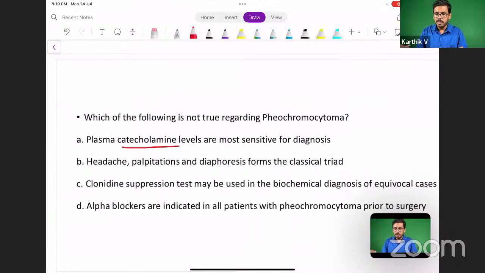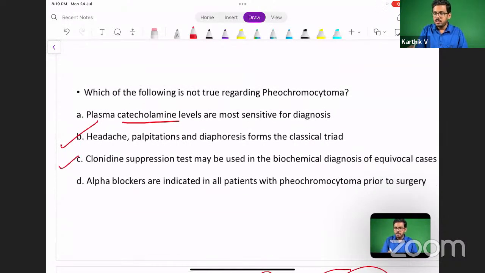So coming to the other options, headache, palpitation, and diaphoresis are of course the classical triad of pheochromocytoma. The clonidine suppression test is used as a biochemical diagnosis. So clonidine, being an alpha 2 agonist, reduces the sympathetic output. So false positive elevation due to sympathetic overstimulation can be avoided. So if the norepinephrine levels are still elevated despite giving clonidine, then you can rule out the other false positives due to sympathetic overstimulation. And alpha blockers are indicated in all patients with pheochromocytoma.